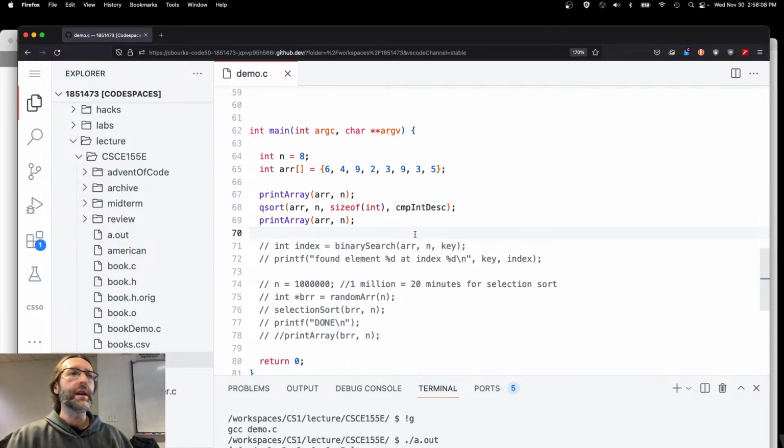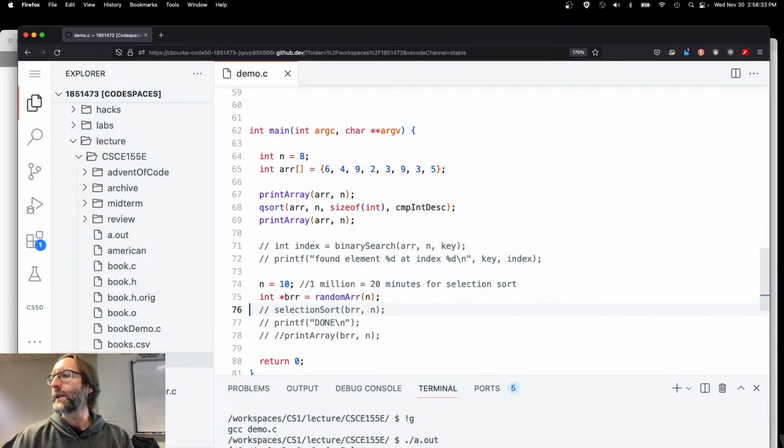Well, that's all great and all, but is it better than selection sort? Well, this works on 8 things. Could it work on, say, 1 million things? Let's go ahead and run our experiment again and get a random array of size 1 million elements. Let's start small, like 10. And let's go ahead and quick sort it. It really doesn't matter, descending or ascending. And then let's print it out, just to make sure that it works, okay?